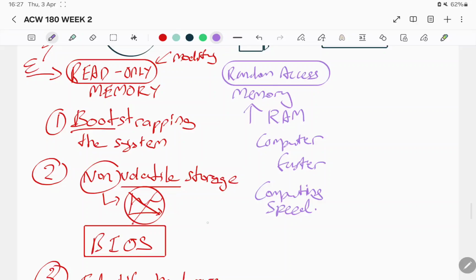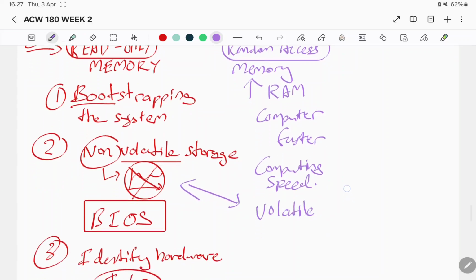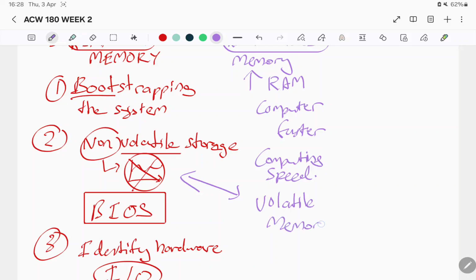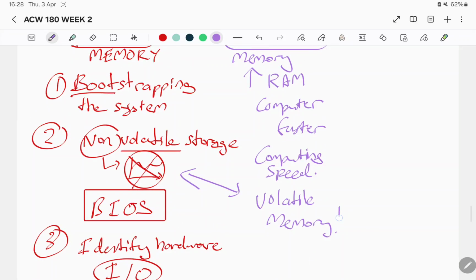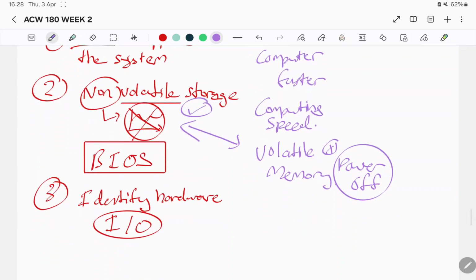As opposed to this, the random access memory is a volatile memory. It means it can change, and one more thing is that when power is off, this thing is gone, but this thing still stays, right? Instructions inside this one are already gone, but inside the ROM it still stays.